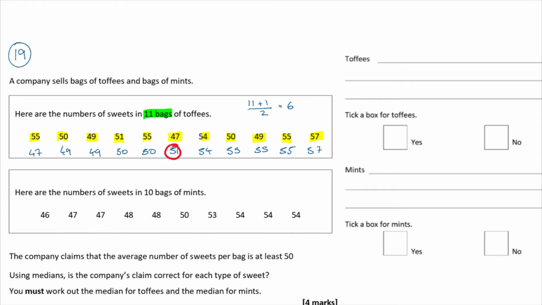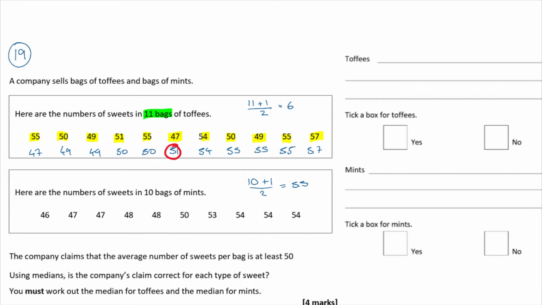So all I need to do is find where the median one is. This time I've got 10. When you've got an even number of things, it's a little bit more complicated to find the median. If you add 1 to 10, you get 11, and 11 divided by 2 is 5.5, isn't it? That tells me that the median is halfway between the 5th and the 6th value.